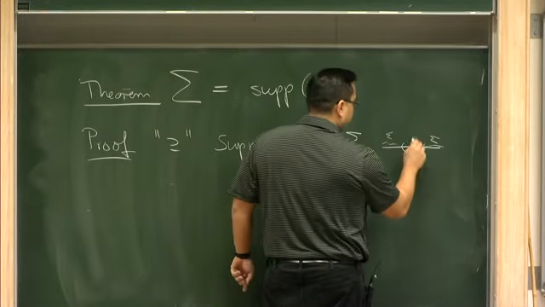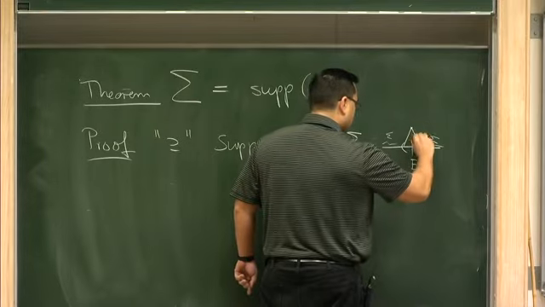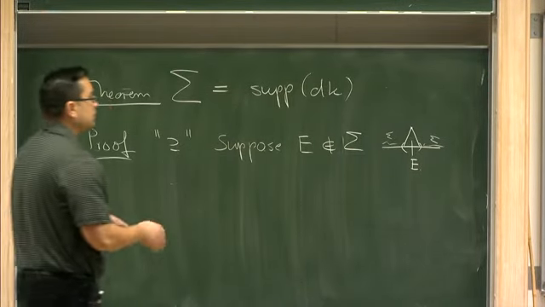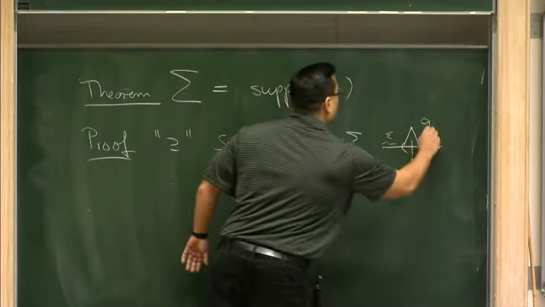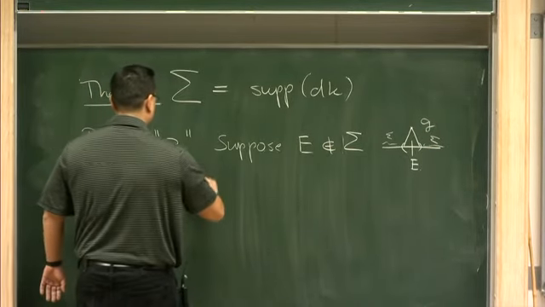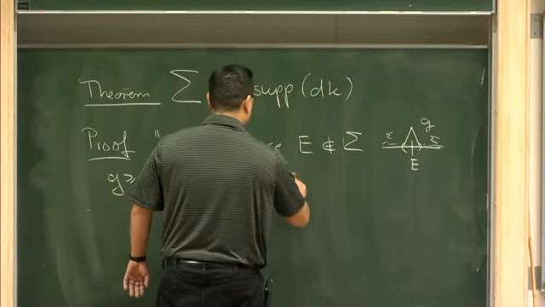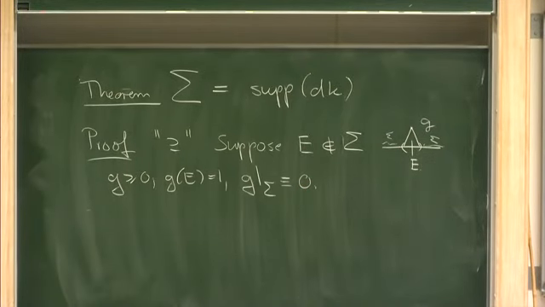Then I want to take a function g that's non-negative. It's 1 at E, and it's supported in the small interval, so it's supported in the complement of sigma. So this will be g. So g is non-negative, g at E is 1, and g restricted to sigma is identically 0. It's possible to find that because sigma is closed.